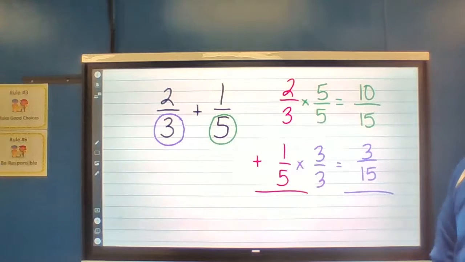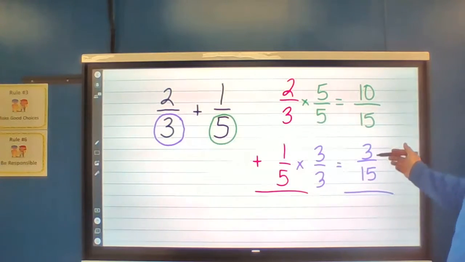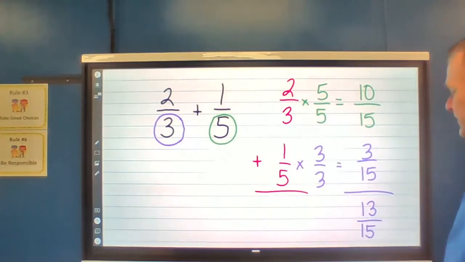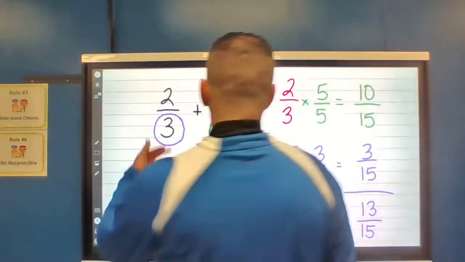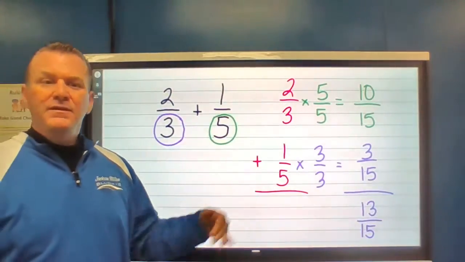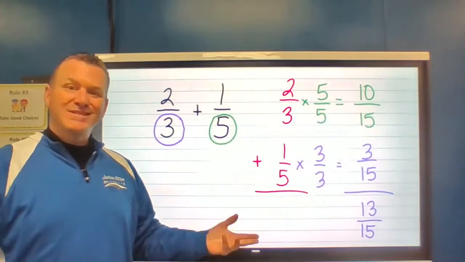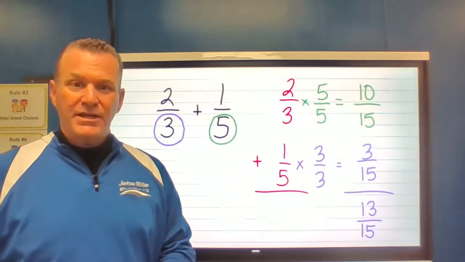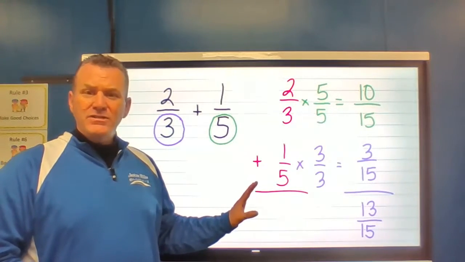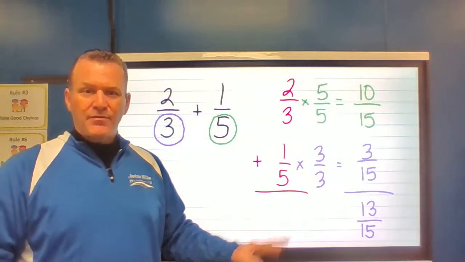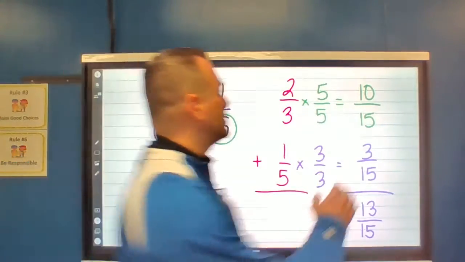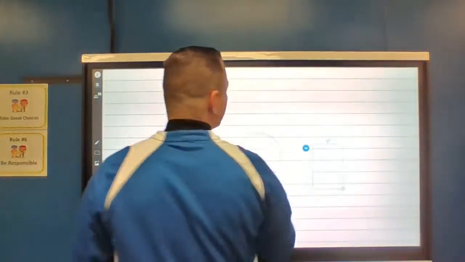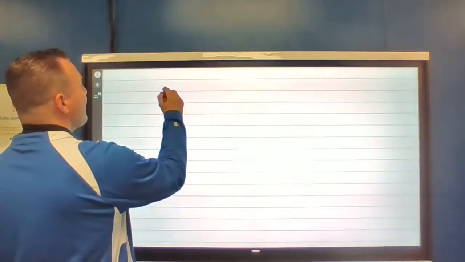Fifteenths. So once I add those together, 10 fifteenths plus 3 fifteenths is 13 fifteenths. And that would be my answer. So 2/3 plus 1/5 is 13/15. And you can see there's no way I can do that unless I get common denominators to carry out that operation. This is for fractions, it's for mixed numbers, and it's for improper fractions. Doesn't matter.